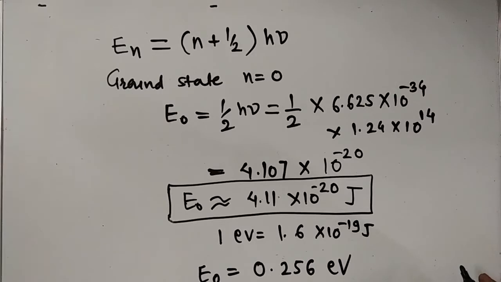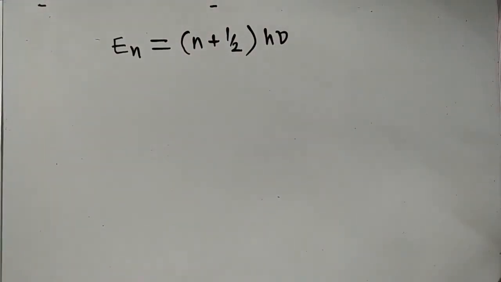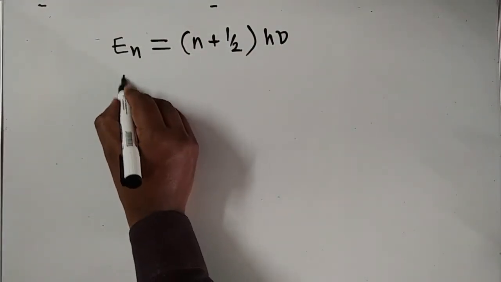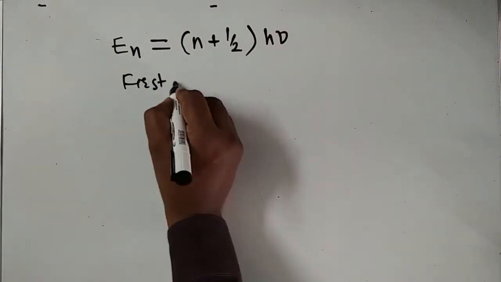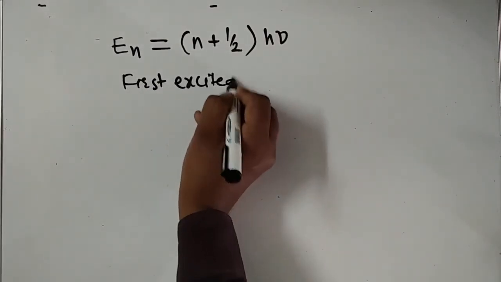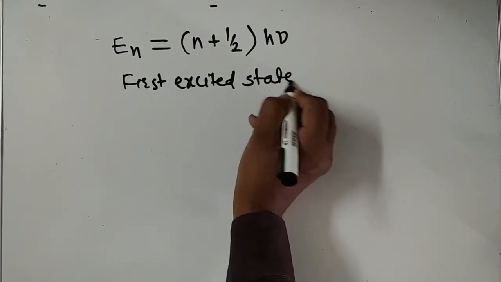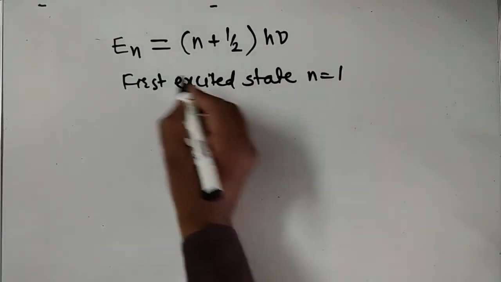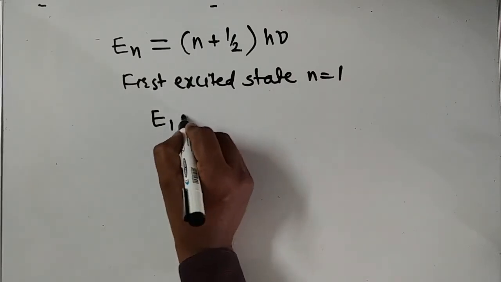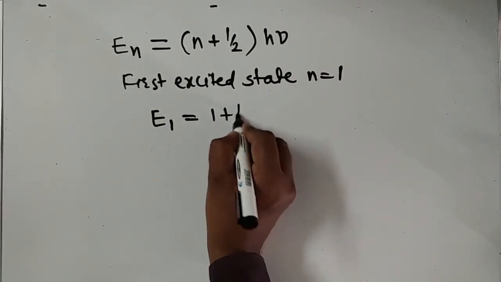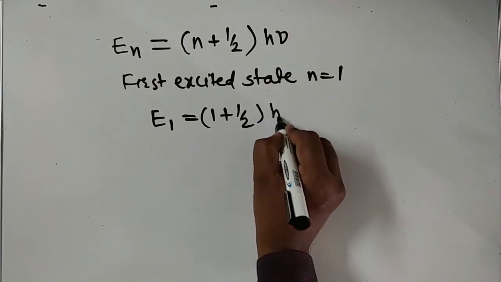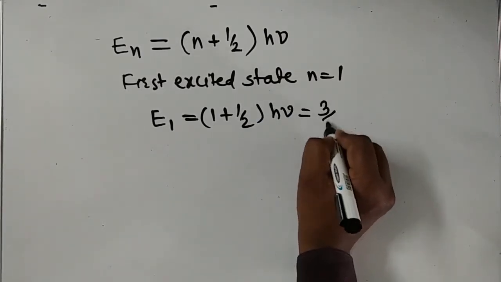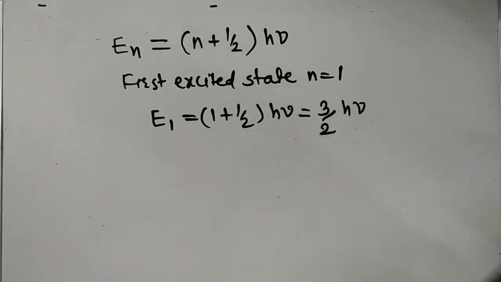Now we have to calculate the energy for first excited state. So vibrational energy for first excited state. So for first excited state, what we have, n is equal to 1. By putting n is equal to 1, we will get E1 is equal to 1 plus half into h nu. So that is equal to 3/2 h nu, right. So this is the energy of first excited state, right.